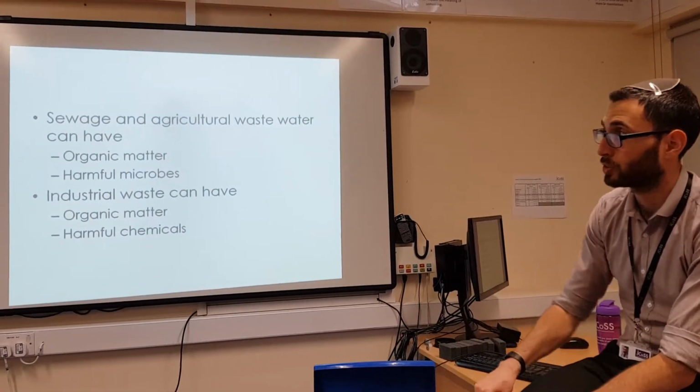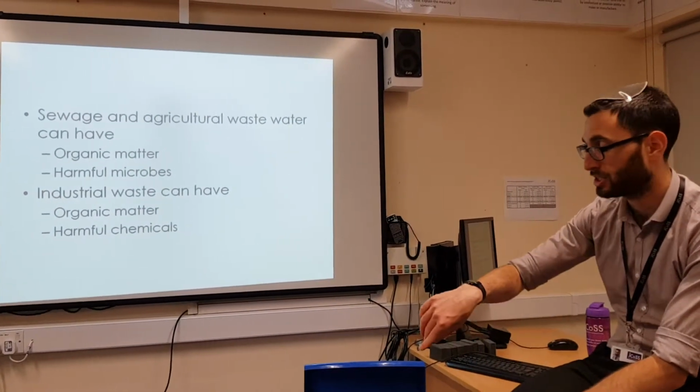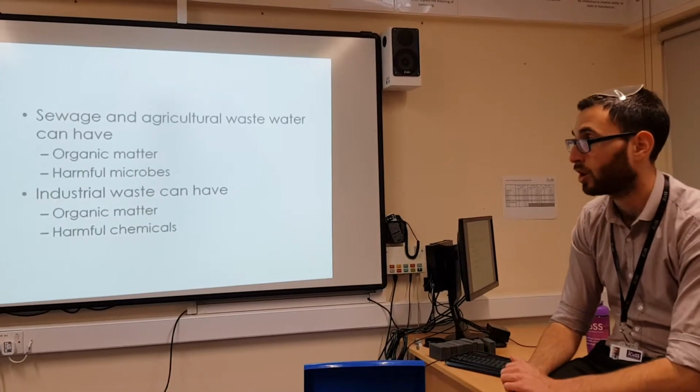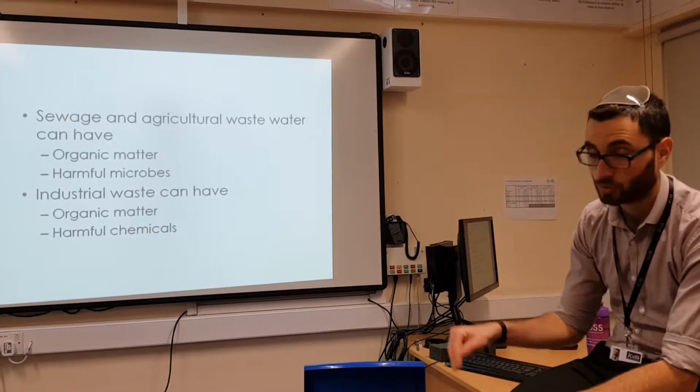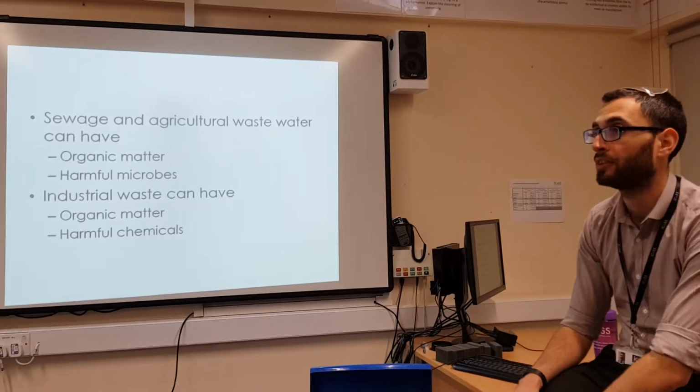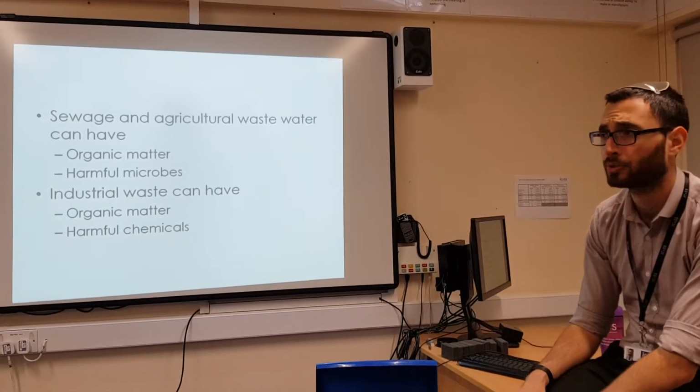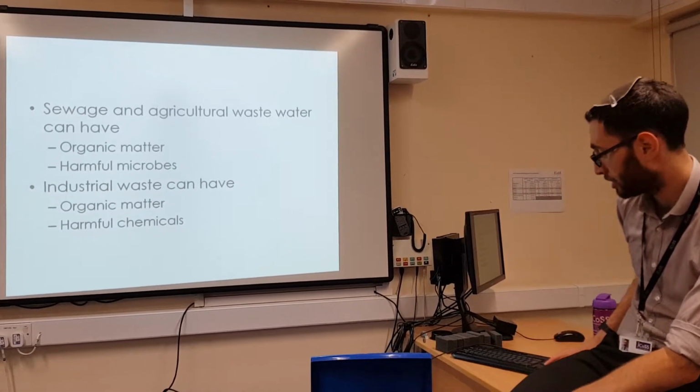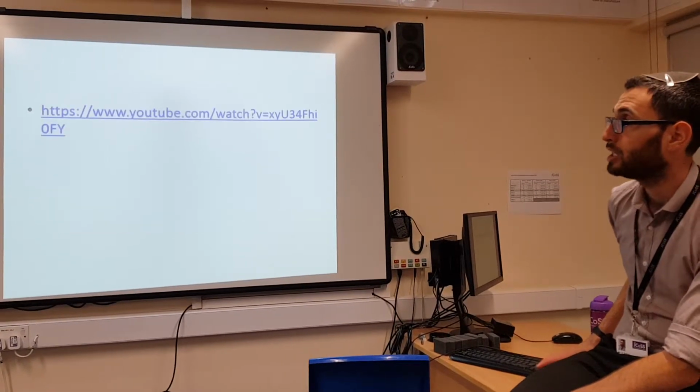So sewage and agricultural waste can often have organic matter, so bits of dead plant and stuff like that, but also harmful microbes. Industrial waste can also have the organic matter, but it can also carry these really harmful chemicals that can kill you if you consume them, and can kill any wildlife if they consume them.